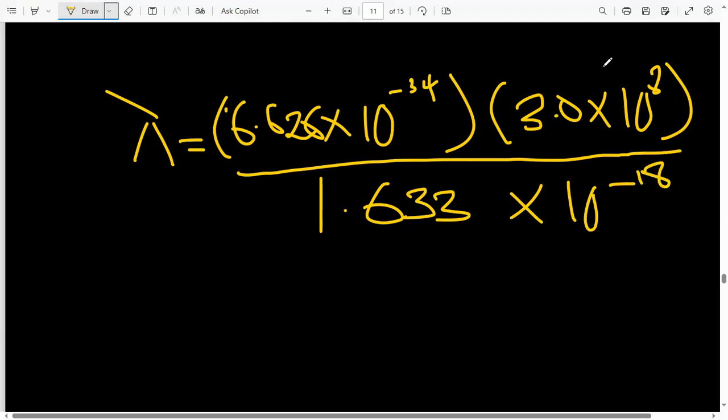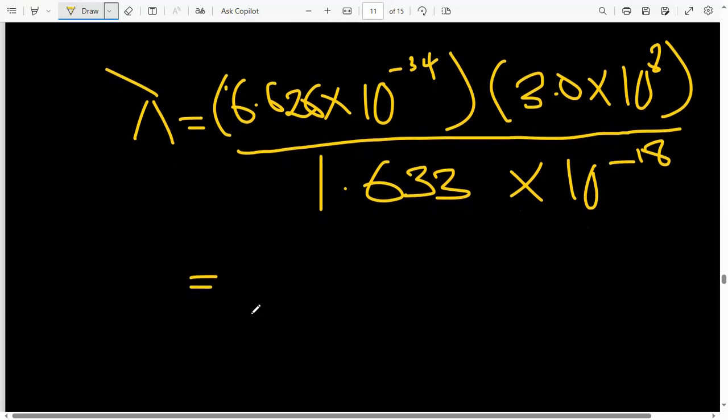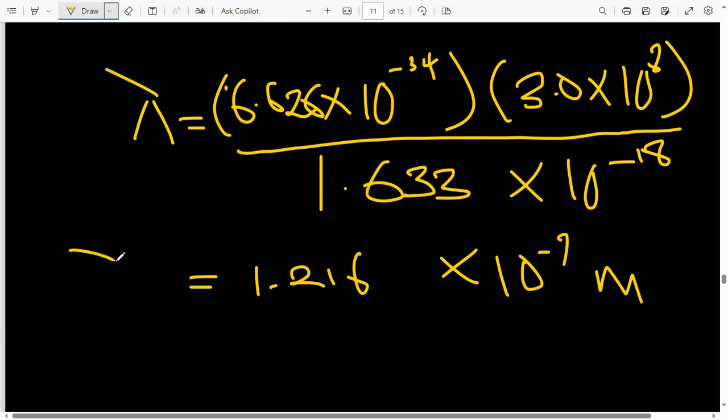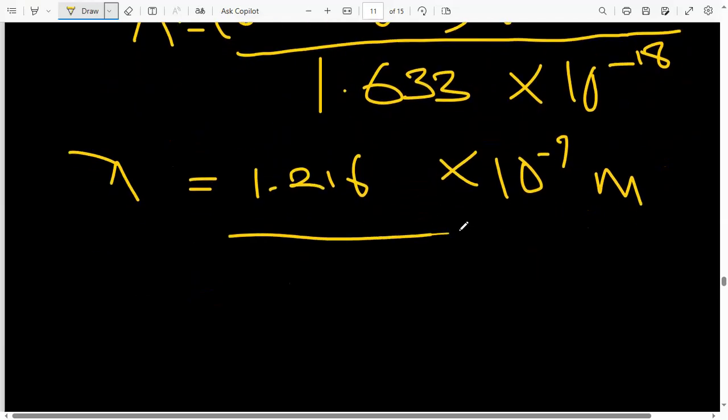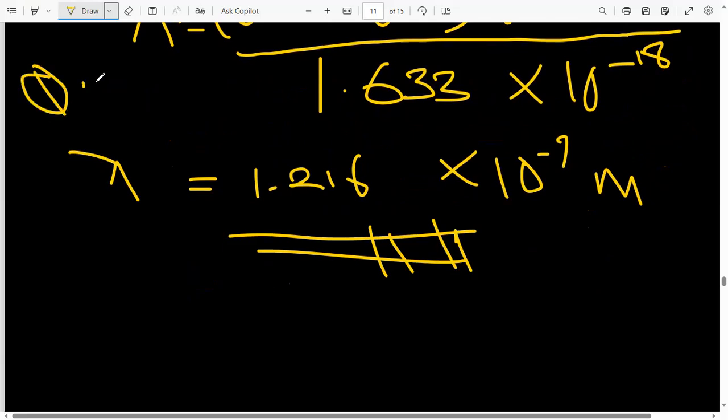Okay, so you can punch these values now into your calculator for you to find the final answer. Make sure that you put these brackets here when you're punching this value into your calculator. So when I punch this value into my calculator, it's giving me 1.216 multiplied by 10 to the power minus 7 meters. Okay, because wavelength there is in meters. So this is our wavelength. So this was our question 2.